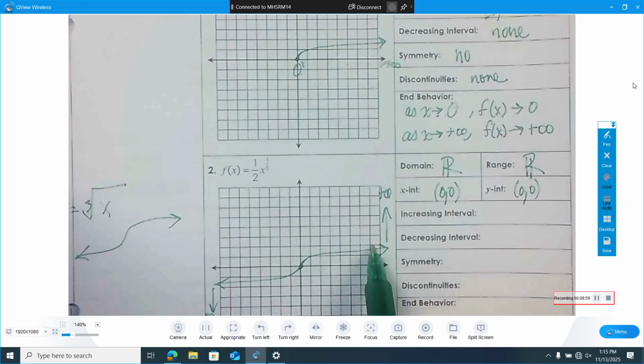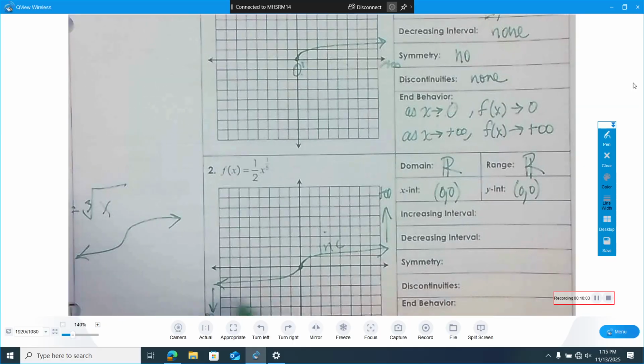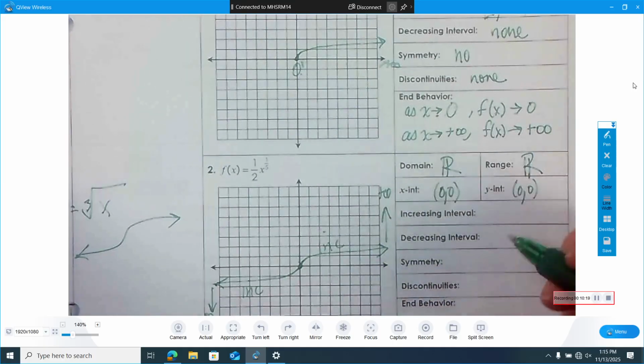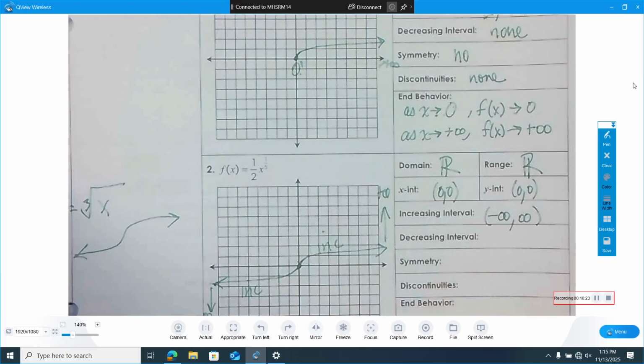Is it just 0 to infinity? We are increasing here for sure. But on this side, what are we doing? We're also increasing. Going uphill. So again, we read from left to right. So you put your pencil on the left and say, is my pencil going up or down? Well, so we're just going to say it's increasing from negative infinity to positive infinity. You could probably put all real numbers. That wouldn't be improper. Is there a decreasing interval?